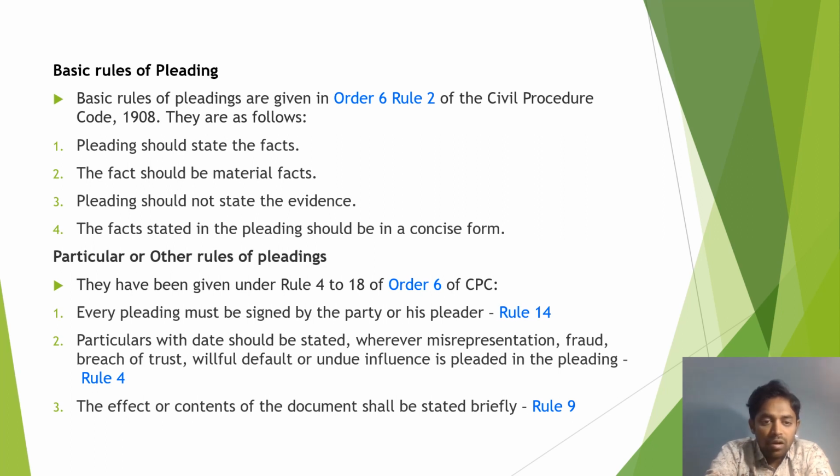The facts stated in the pleading should be in a concise form. The particular or other rules of pleading have been given under Rule 4 to 18 of Order 6 of CPC. Every pleading must be signed by the party or his pleader. Particulars with the date should be stated. Wherever misrepresentation, fraud, breach of trust, willful default, or undue influence is pleaded in the pleading, the effect or contents of the document shall be stated briefly.